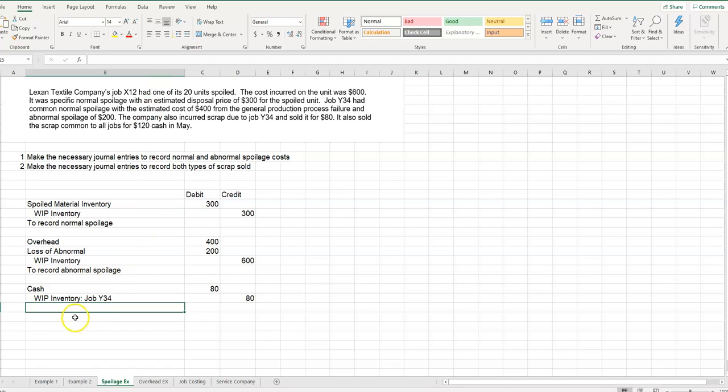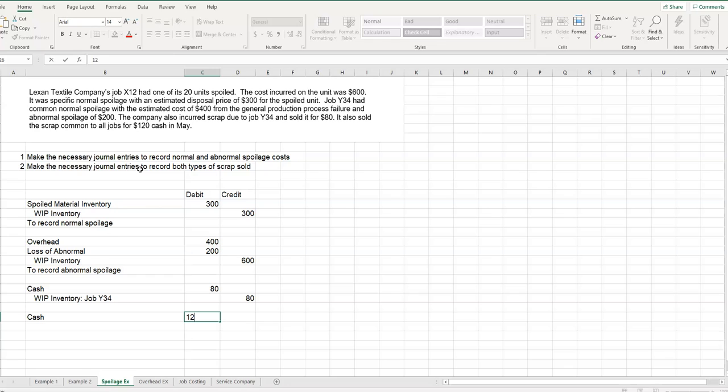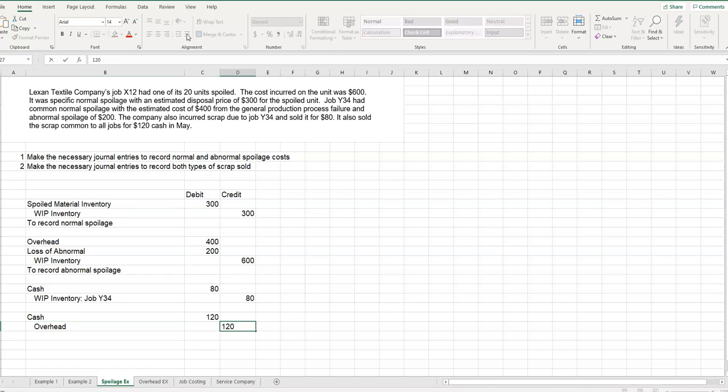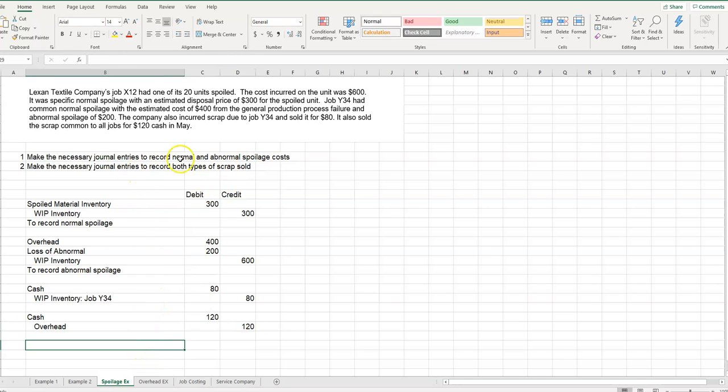When we have scrap that is common to all jobs, we record that to overhead. So the scrap that was common to all jobs, we received $120 for, and we credit overhead for $120. These are the journal entries for spoilage and the sale of scrap related to job costs.